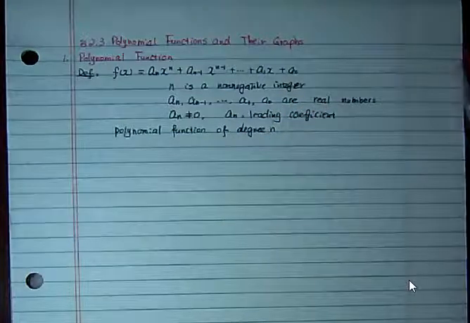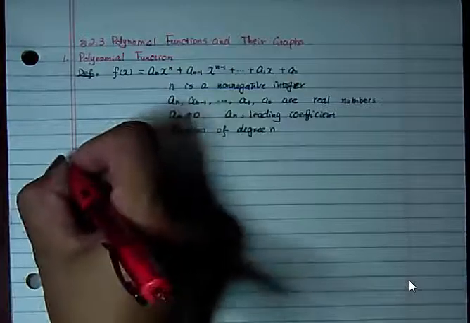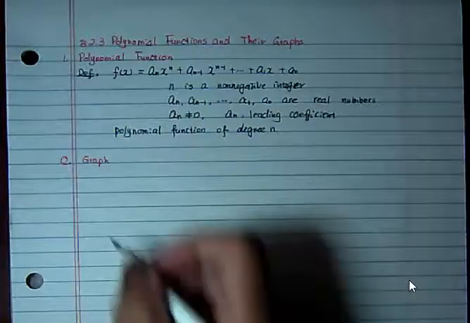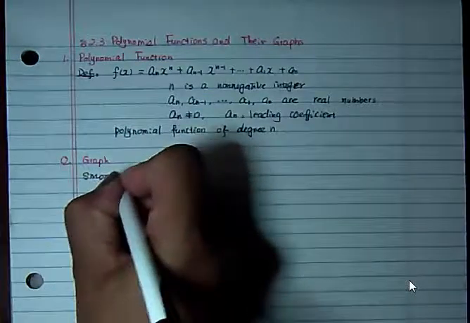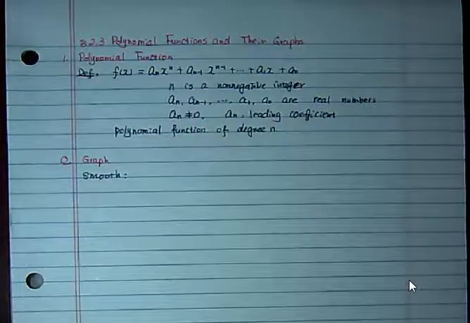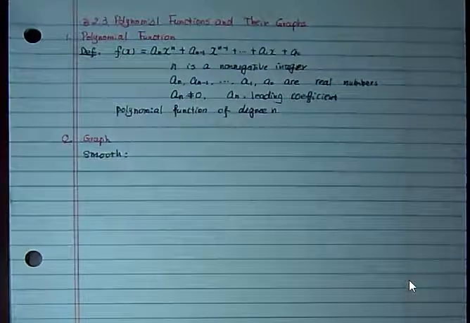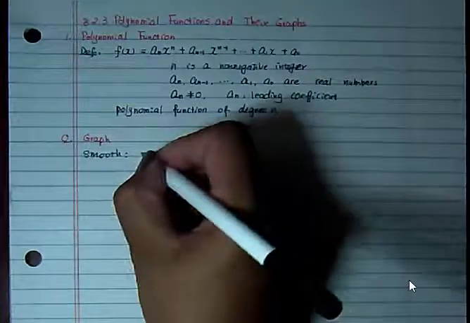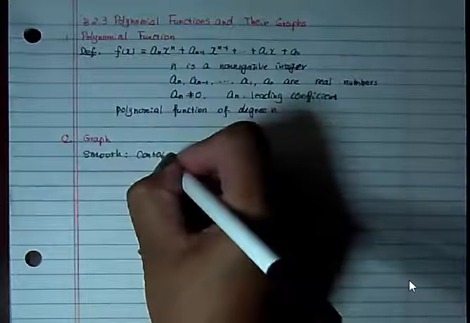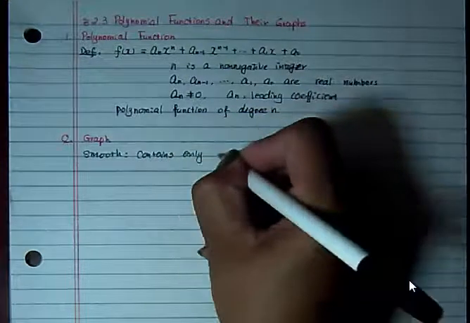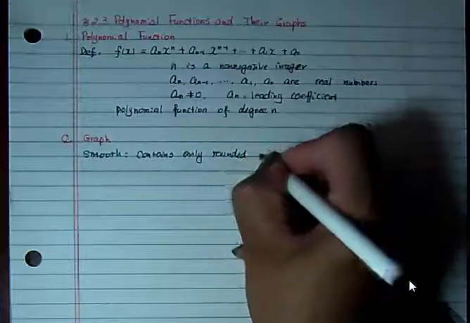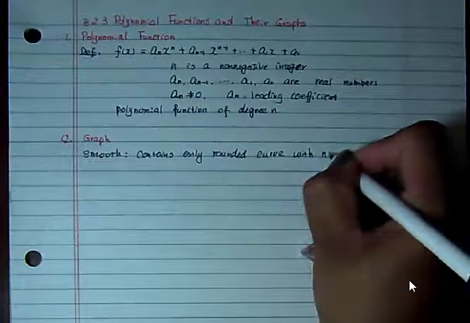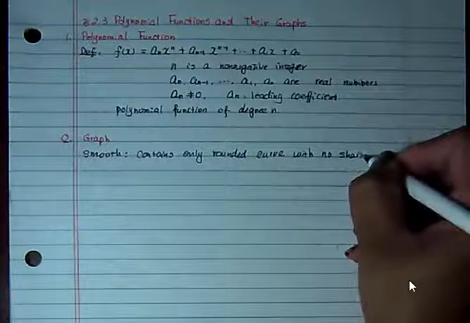Alright, with that we can take a look at the graph. Some characteristics of the graph I want to mention before we move on. One is called smooth. Right now we don't look at the official mathematical definition of smooth. Just think about what smooth means in real life. It's the same idea here. Smooth means the graph contains only rounded curves with no sharp corners.